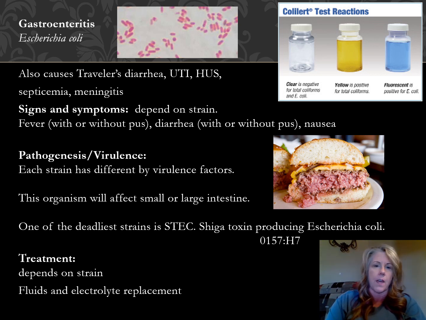So you keep on the lookout for any type of report about E. coli, and always look for that O157H7. That tells us that's the most dangerous type of E. coli, or one of the most dangerous types of E. coli. Now, why do I have a picture of a hamburger up there? Why do I have a picture of a hamburger?